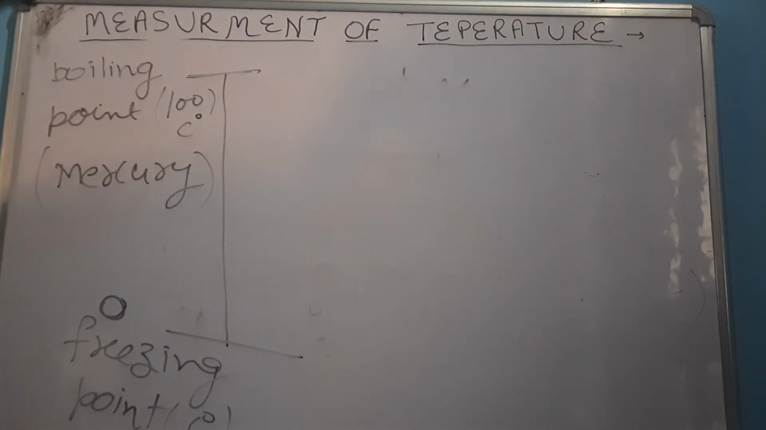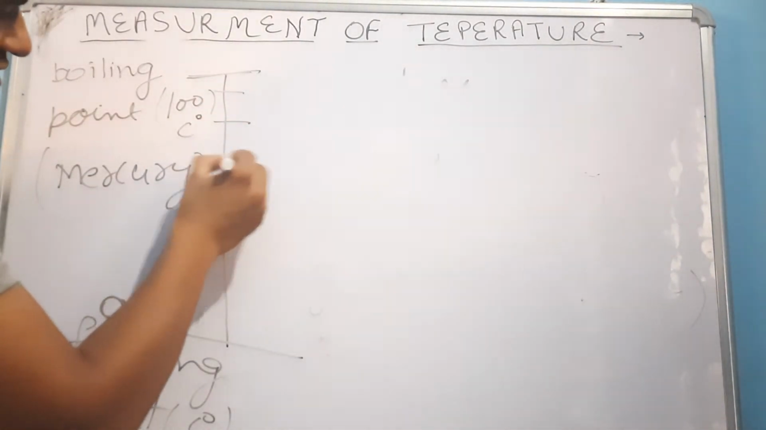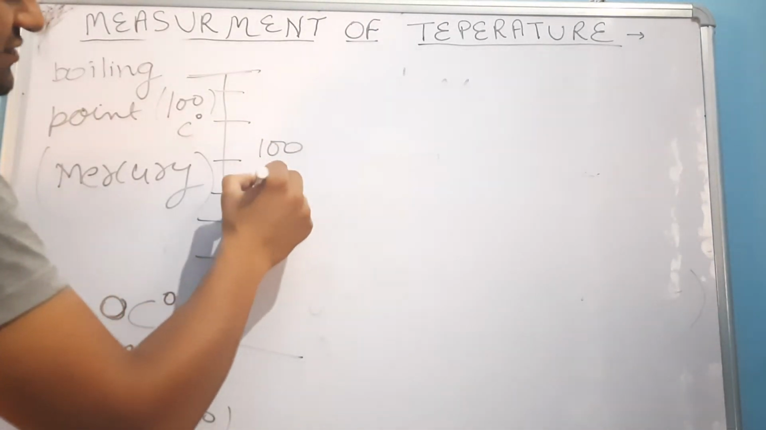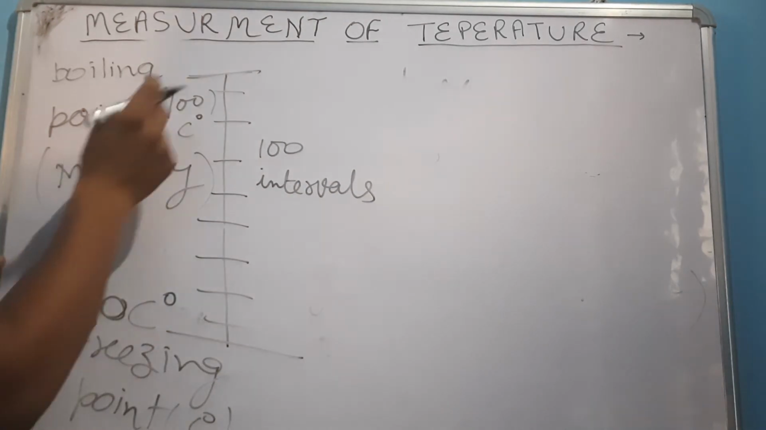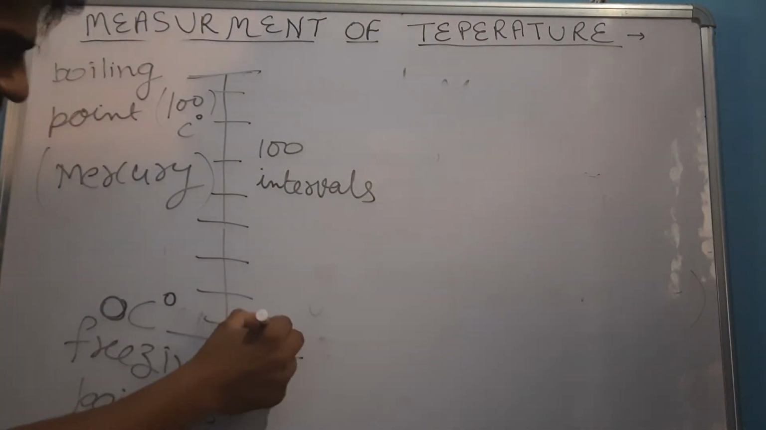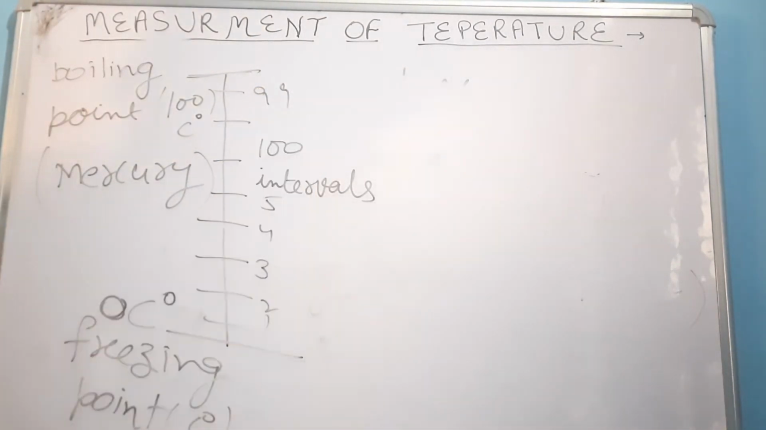So this 0 degree Celsius is the starting point and 100 degrees Celsius is the terminating point, and we divide these points into 100 intervals. So this will be 100 degrees Celsius and this will be 0 degrees Celsius, and in between it will be 1, 2, 3, 4, 5, up to 99.